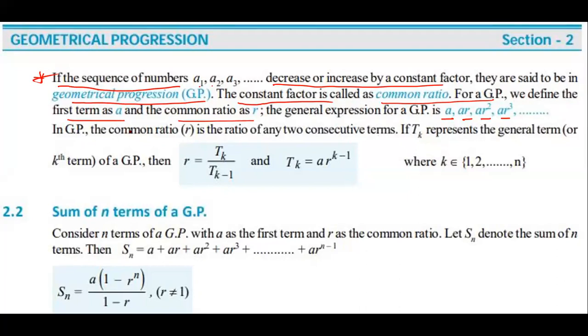So in a GP, what is the common ratio? The ratio of any two consecutive terms. Please add this point. What is our ratio of any two consecutive terms? That is the meaning. See, this is the formula: Tk by Tk minus 1. Tk means the kth term. Just as we wrote, the nth term is a into r power n minus 1. So k can be any number.